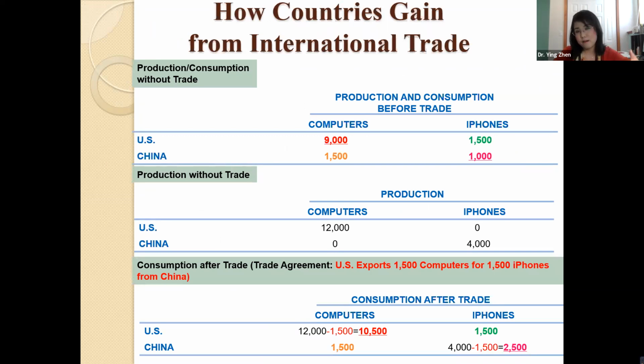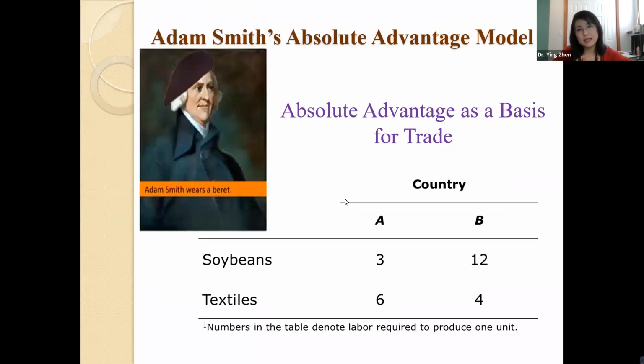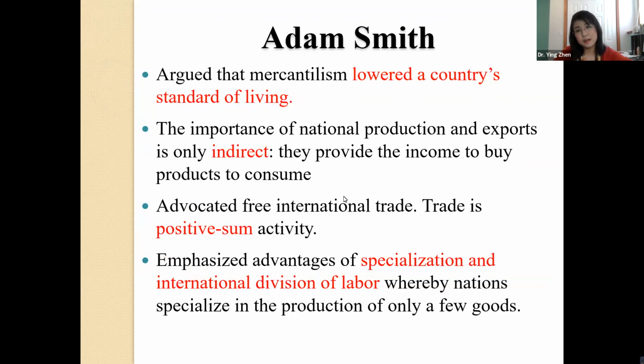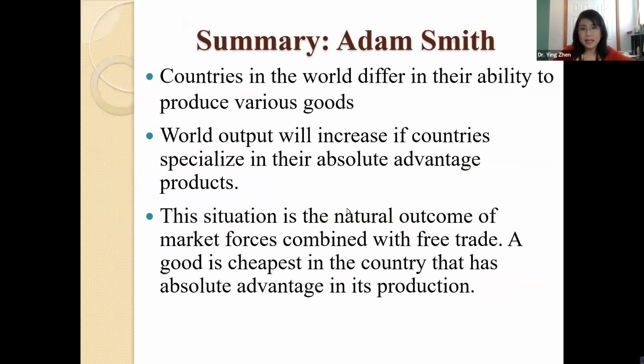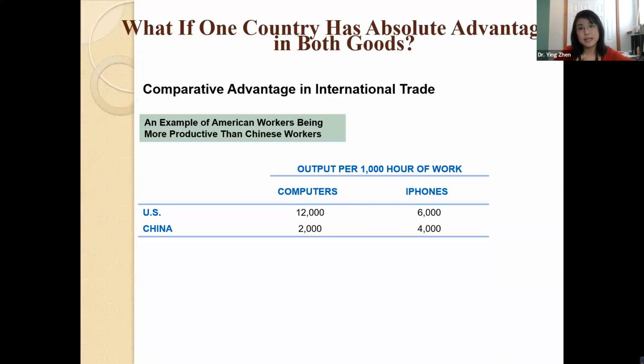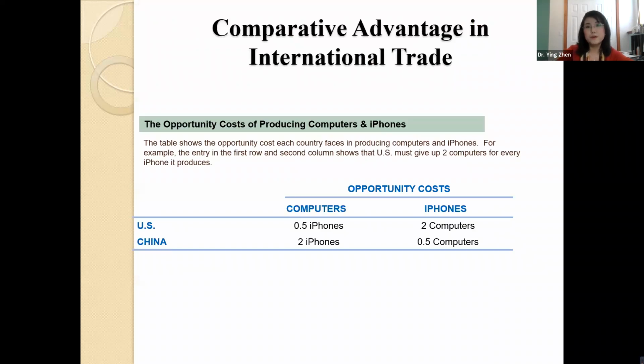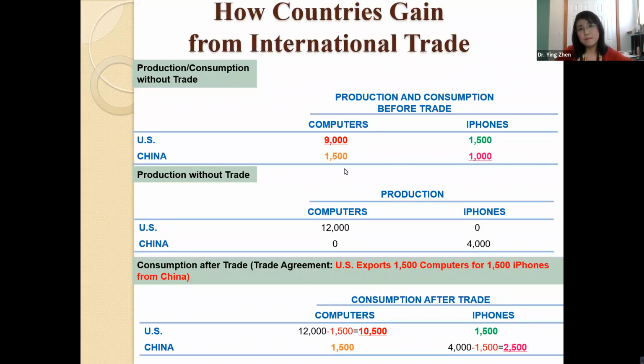So students often get confused because there are so many steps, they could easily forget what they are doing. Yeah, so why we have to emphasize consumption level here is that we have to lay a foundation for the comparative advantage example. So the point is to compare the consumption level before and after trade.